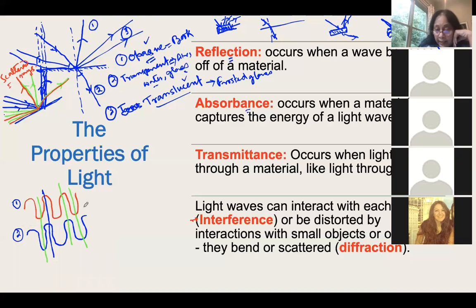So in this case, when these two light waves are on the same pathway, when they are interfering and they fall upon each other's path, then the intensity is increased. In that case, it increases the intensity. And this type of interference is called constructive interference.